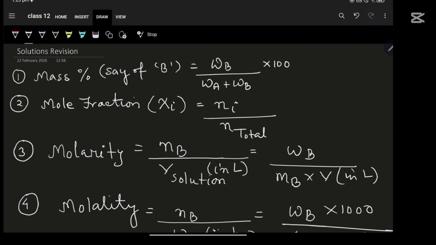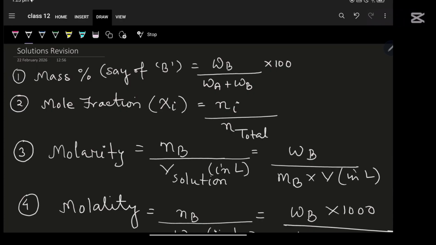This is the quick revision of the solutions chapter. We have the formulas of the solution chapter. See the mass percentage, if we are finding that of the solute, it is mass of the solute divided by the total mass, that is mass of solute plus solvent, into 100.